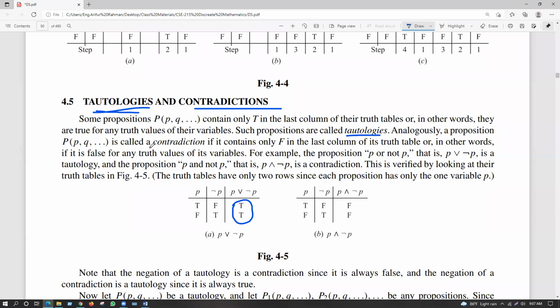Okay, let's read the definition here. Some propositions P contain only T, that means true, in the last column of their truth tables, or in other words, they are true for any truth values of their variables. Such propositions are called tautologies.